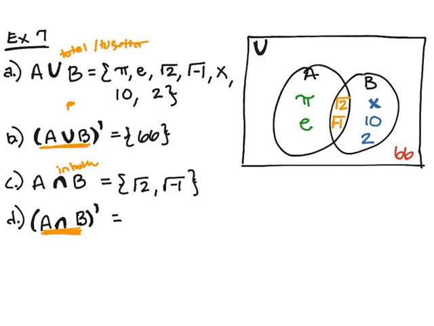This right here is C. That means what they have in common. Right? So that means I don't want to include what they got in common, the square root of 2 and the square root of negative 1. I need everybody else. So that would be, that's a pi symbol, pi, E, X, 10, 2, and 6, 6. Does that make sense?